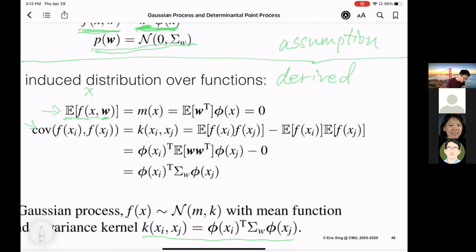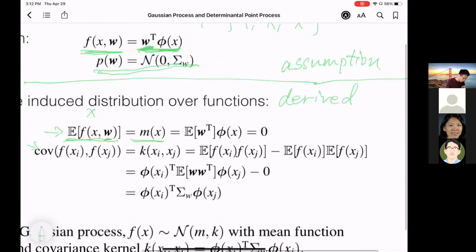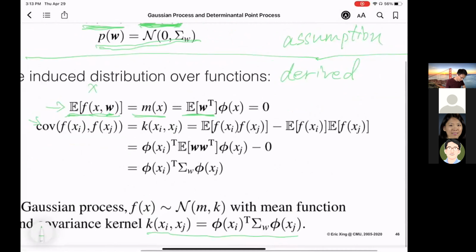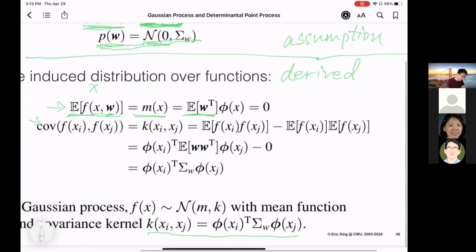So these are just two equivalent expressions. We write out f(x), which is W transpose phi(x), right? Because we can think of phi(x) as fixed, we can take it out of the expectation. Then it is just the expectation over W transpose, which will be 0. So the expectation part is simple, because the normal distribution is centered around 0. That's our assumption. If we assumed something else, maybe the identity matrix, then this would be the identity matrix.